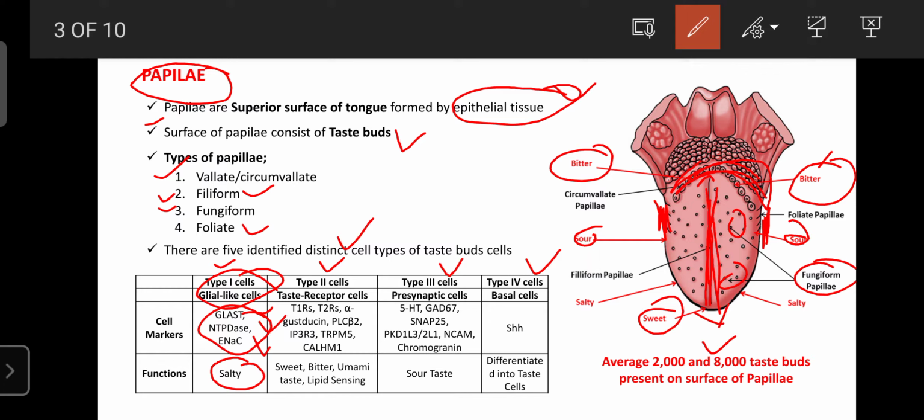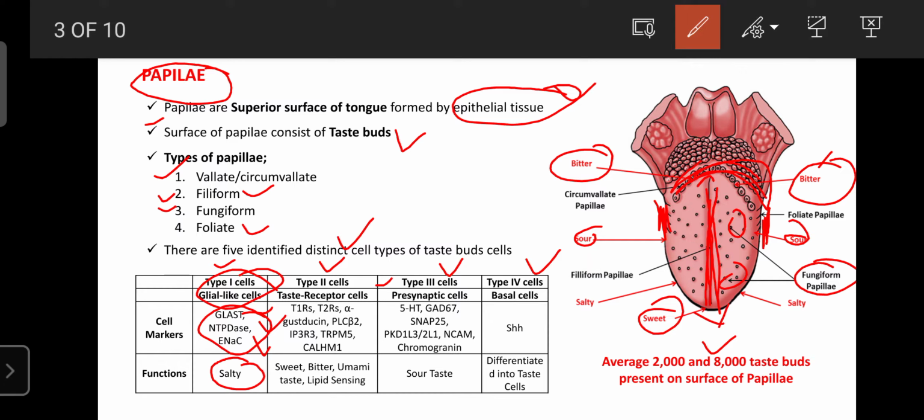So then only our CNS can detect the salty taste with the help of the glial-like cells, or type 1 cells. And type 2 cells are also known as the taste receptor cells. These consist of cell markers like T1Rs, T2Rs, alpha-gustducin, as well as PLC beta 2, IP3R3, then the TRPM5, then CALHM1. So these are the cell markers.